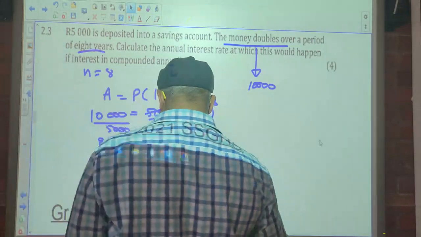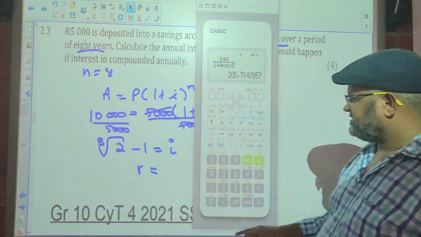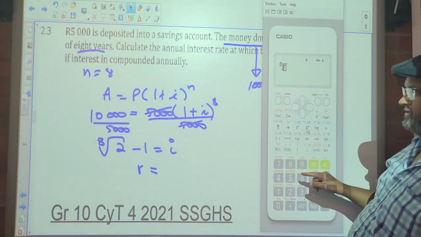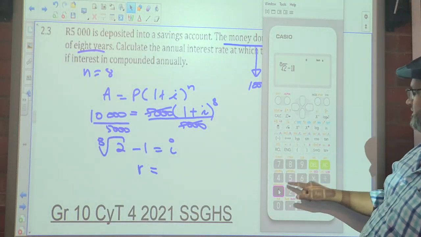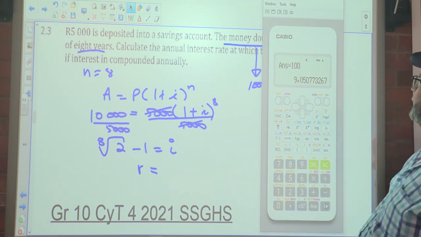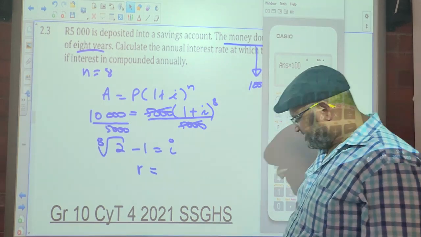That answer then multiplied by 100. So 8th root of 2 minus 1. Then multiply this by 100. So it's 9,05%.